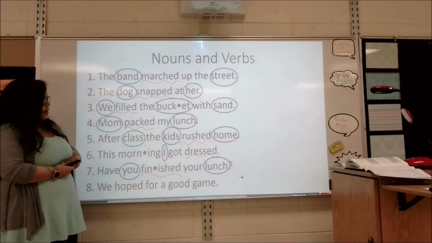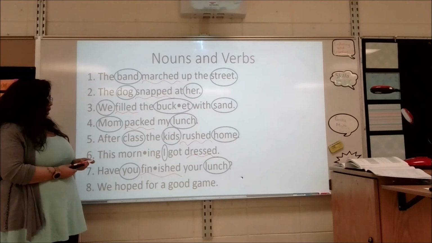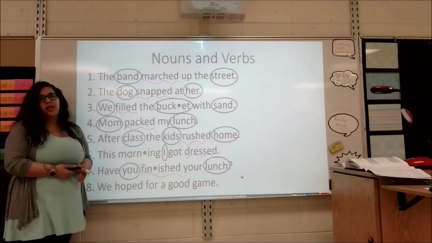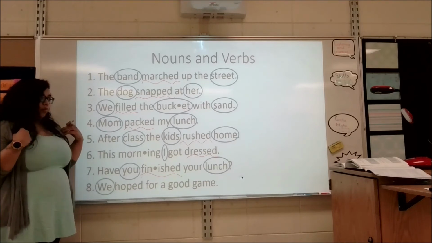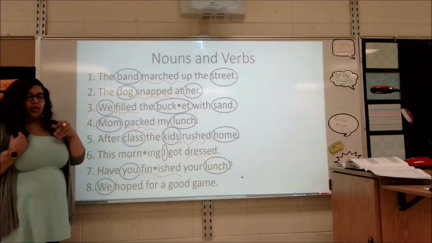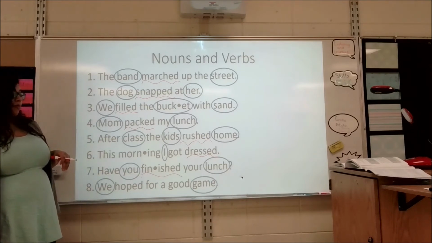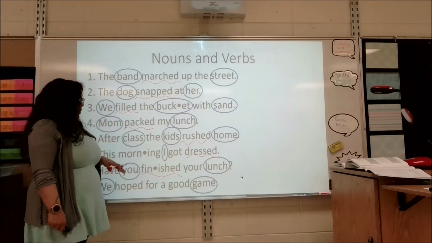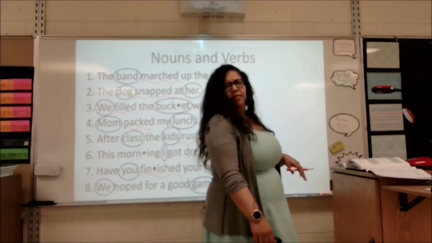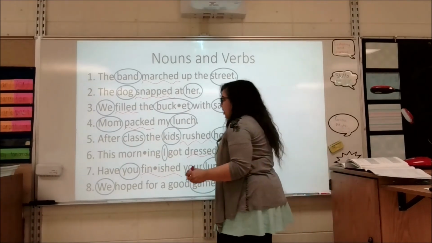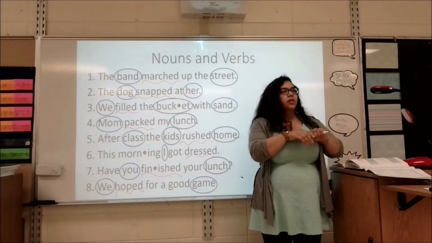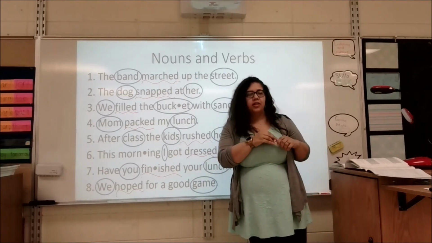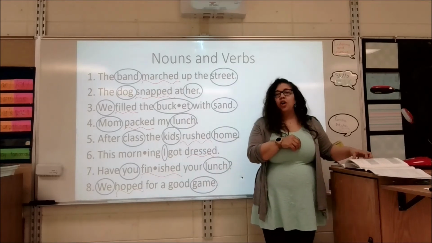All right, last one. I'll be partner A. We hoped for a good game. What are the nouns in this sentence? We, me and you and them and all this together, we hoped for a good game. No matter what game they're playing, they hoped for a good game. And what did they do again? They hoped. Hope is kind of like an idea, which falls into one of those mystical, magical things that are real, but you can't touch them. So we hoped for a good game.